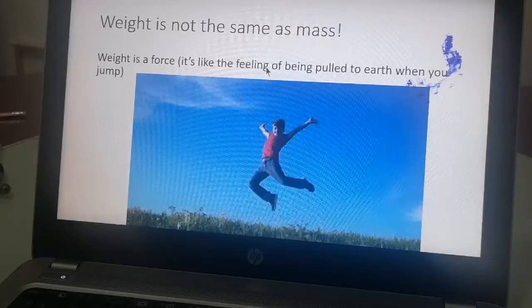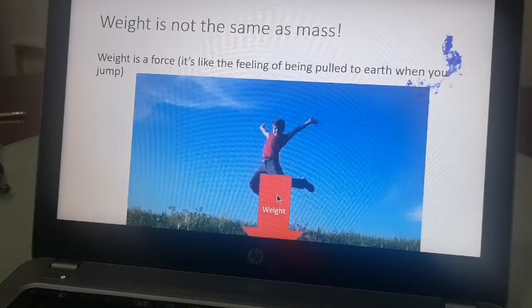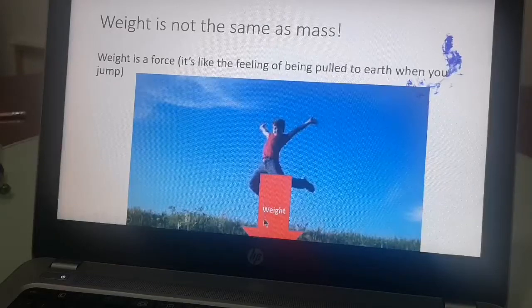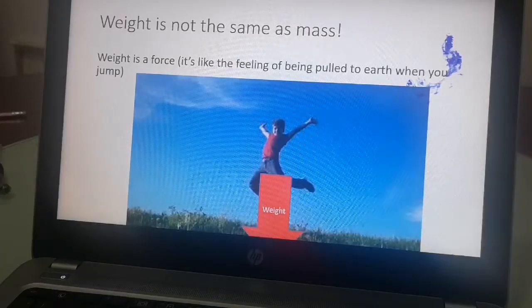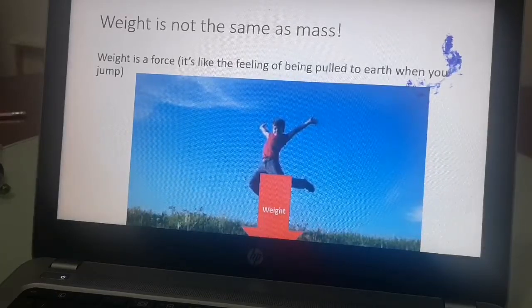Now we already said this. Weight is not the same as mass. Weight is a force. It's like a push or a pull. Well, it's actually a pull, and it's pulling you down to Earth. It's like that feeling when you jump. You can jump now and just feel weight pulling you down.